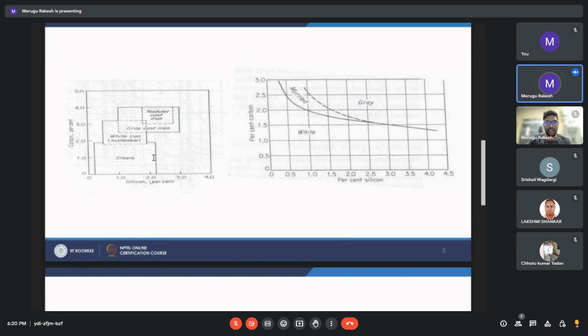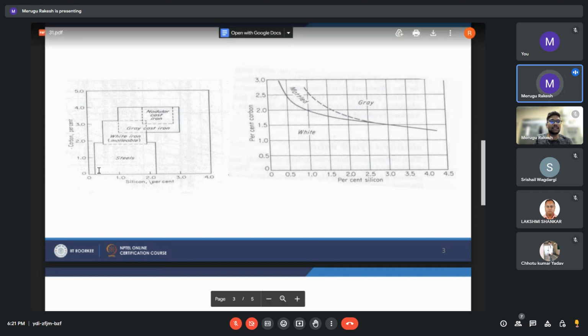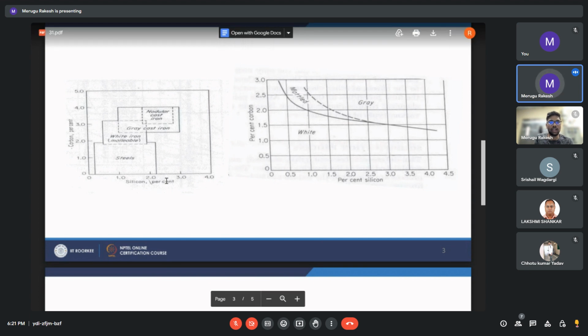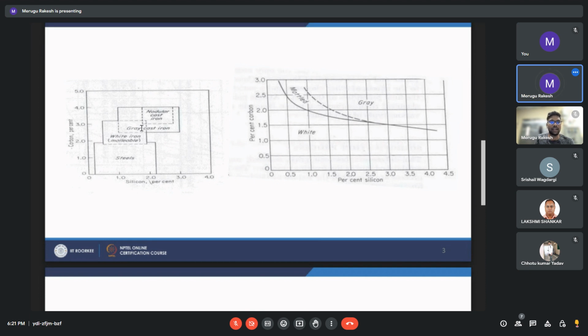instead of forming graphite, it forms perlite. That is due to the absence of silicon. Similarly with the white cast iron. Since the silicon percentage is less and the carbon percentage is also less compared to gray cast iron, the carbon may be present in the form of cementite. So this is the effect of silicon on the different types of cast irons.